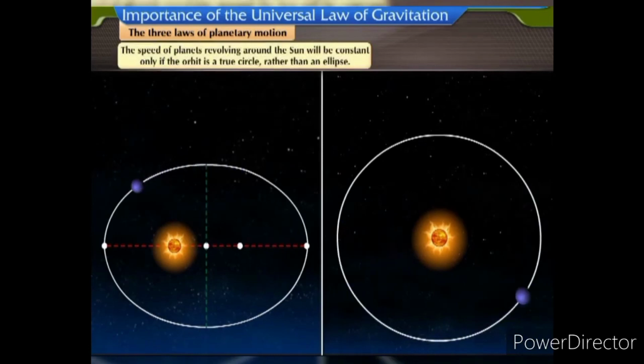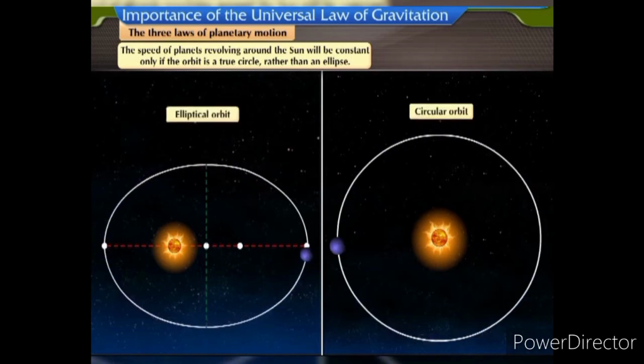The speed of planets revolving around the sun will be constant only if the orbit is a true circle rather than an ellipse.